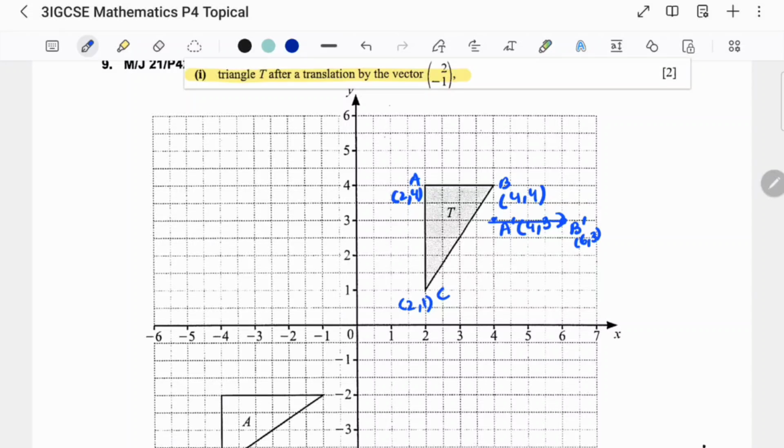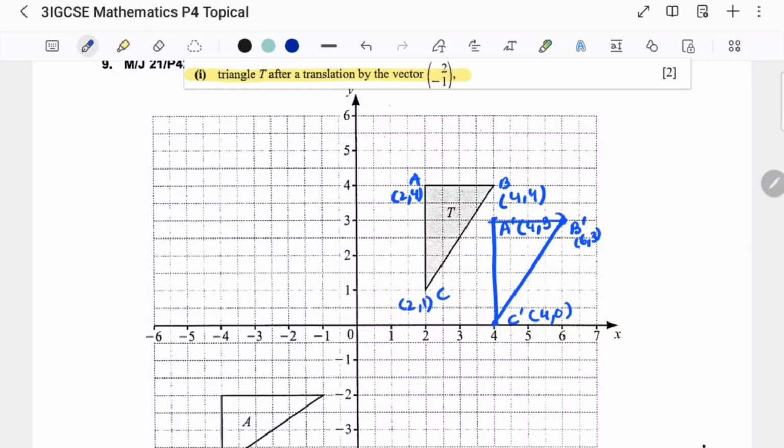Let's see, the next one is 2 and 1. Alright, so we'll have to move two numbers more, and then we'll have to move one number below, one number down. So that will be equal to 4, 0. So C, image of C is 4, 0. So you can add and subtract also, you will get the same thing.